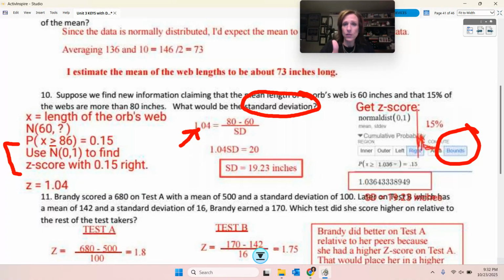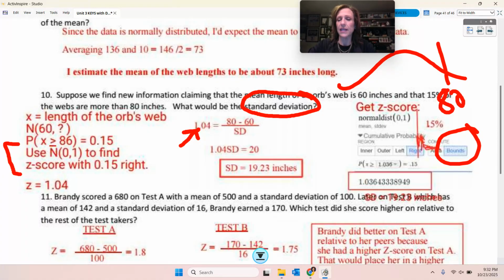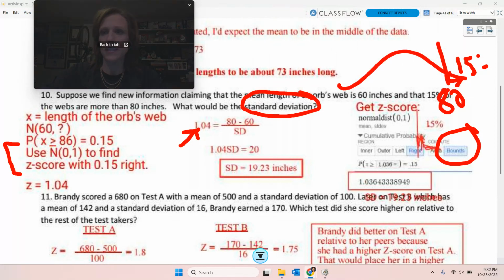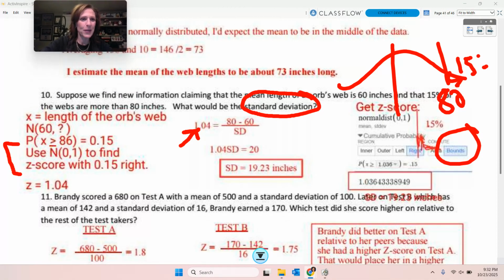And then our x was 80, because, I should have drawn a picture here. So we had our x value of 80, which had 15% above it. And then, of course, our mean was there at whatever that is, 60. So that mean was at 60, okay? So you have x minus the mean over the standard deviation, and then you're going to do the algebra to solve that.